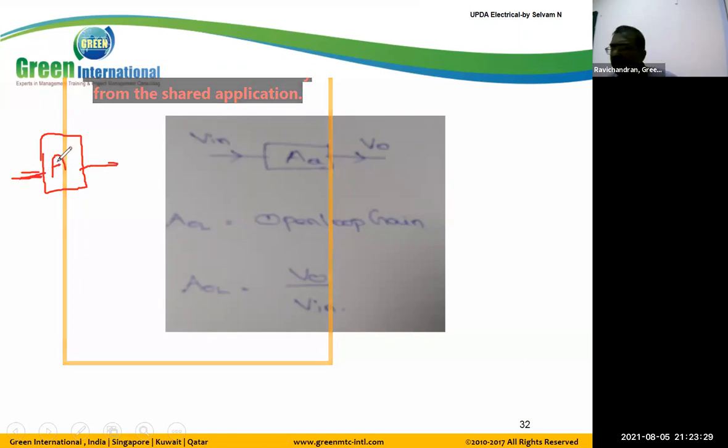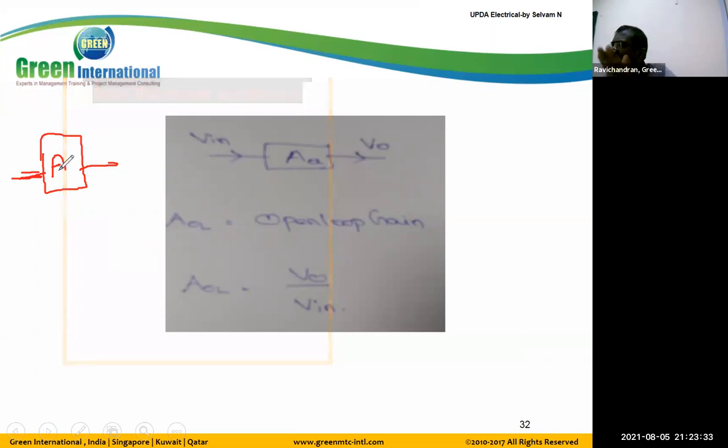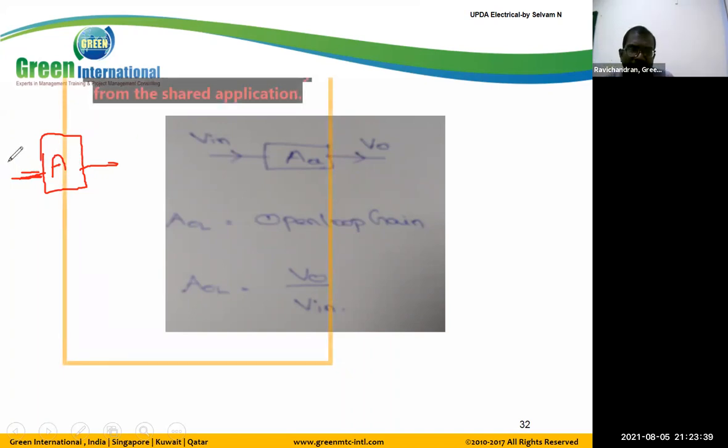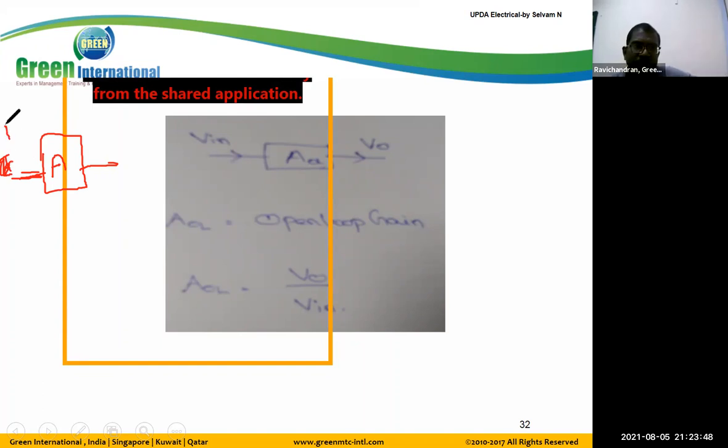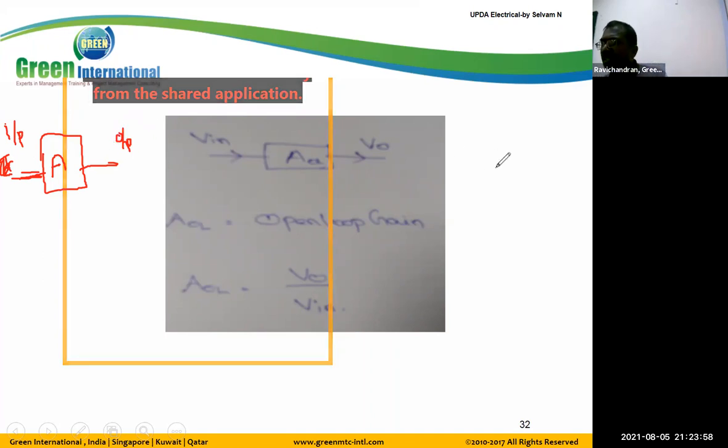Here the box represents the amplifier circuit. The circuit consists of transistors and other elements. Here we give the input signal, and here we get the output. Okay, this is the amplifier.